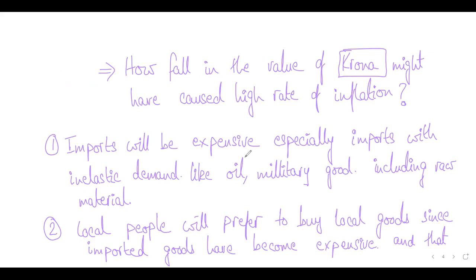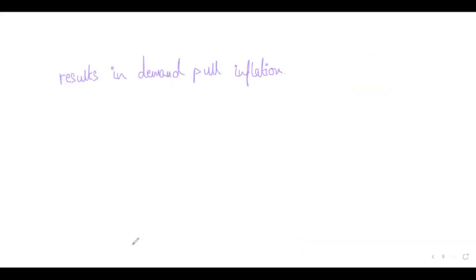And for Pakistanis, imported goods are more expensive. They prefer to buy locally. When they buy locally, what happens to your aggregate demand? We know this entire graph, right? Your aggregate demand curve will shift to the right.